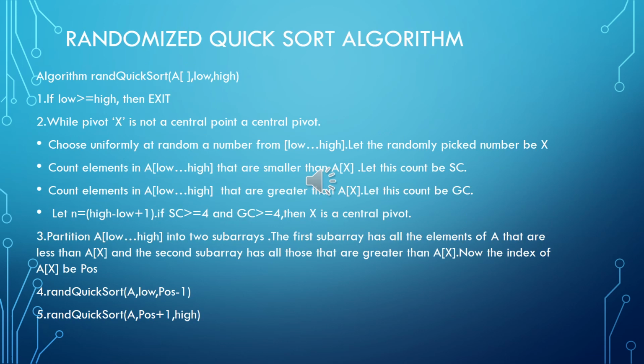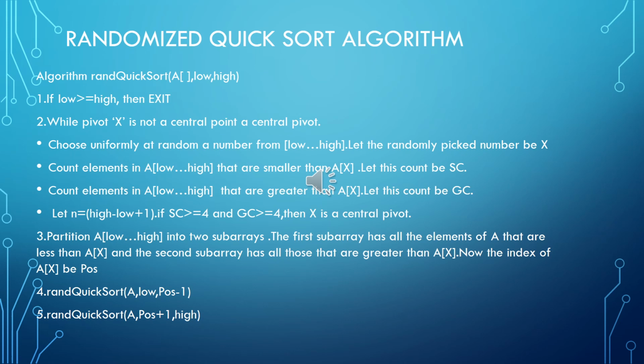Randomized quicksort: we have an array named A. The first element of the array is low and the last element of the array is high. If low is greater than or equal to high, then exit. While the pivot is not a central point, choose uniformly at random a number from the array. Let the randomly picked number be x. Count the elements in the array that are smaller than A of x. Let this count be SC. Count the elements in the array that are greater than A of x. Let this count be GC.